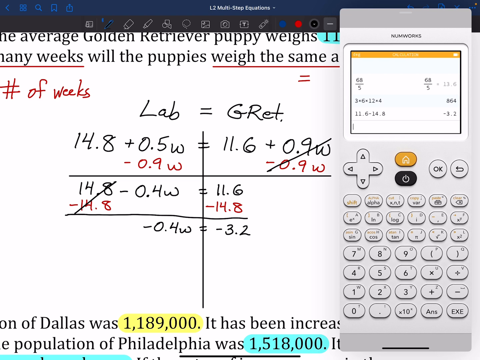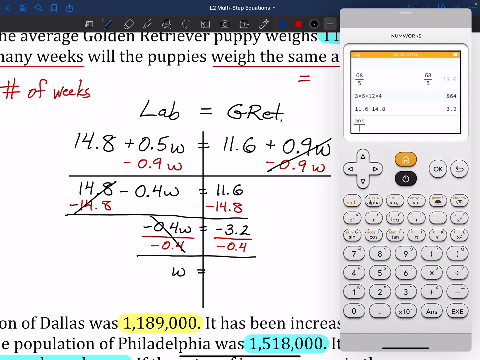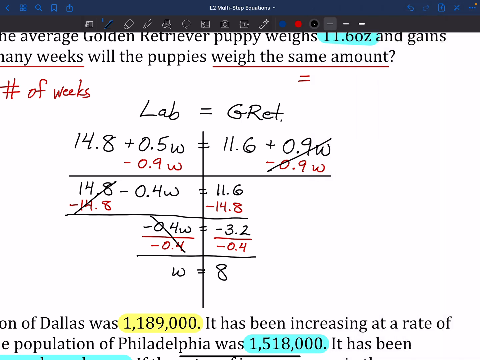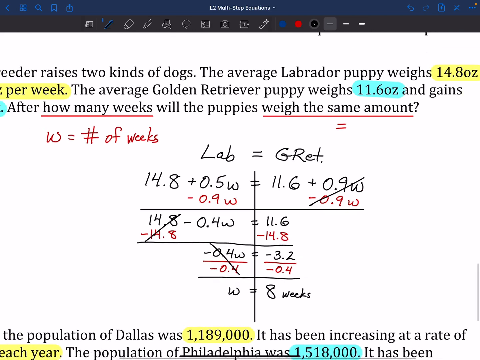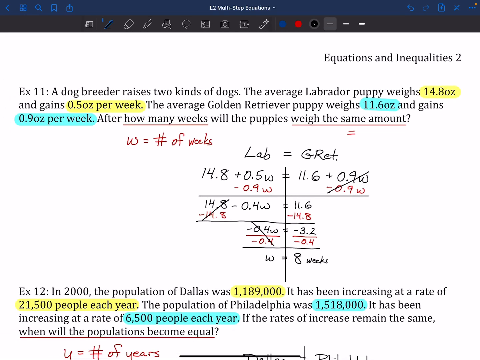And then after we get that negative 3.2, we still need to get rid of this negative 0.4, right? And when we're dividing to get rid of that, notice that I'm dividing with the negative sign as well. I want to get rid of the whole thing. So when those cancel out, we'll get just W. Negative 3.2 divided by negative 0.4 is going to give us 8. Right? And the last part of that we need to really worry about is we need to put weeks on there, right? So that's telling us that after 8 weeks, these puppies will weigh the same amount.